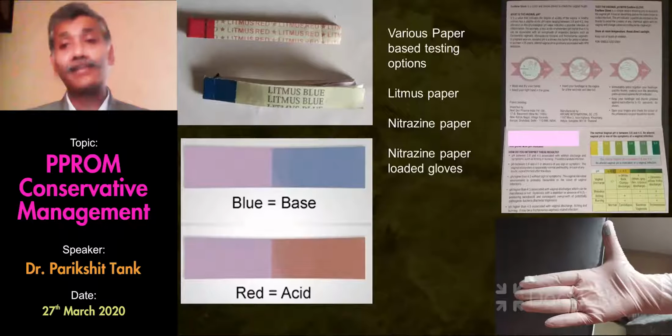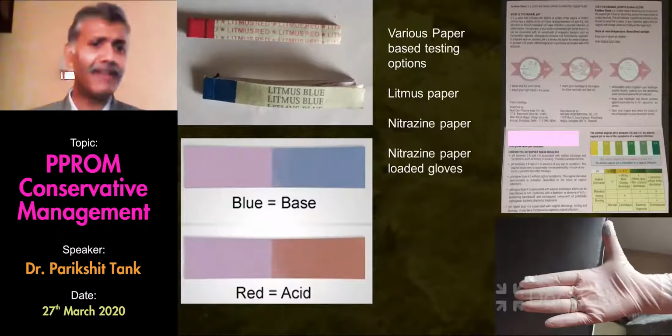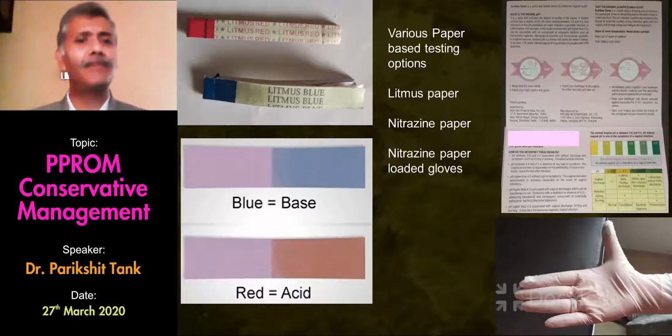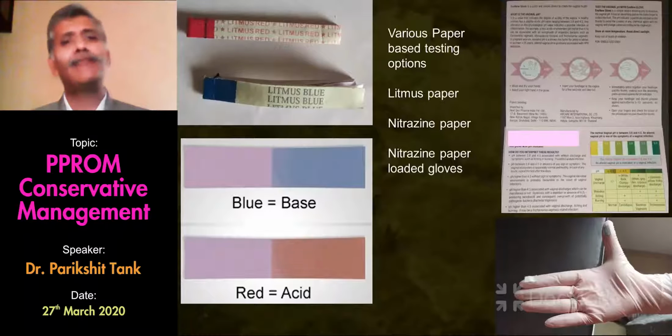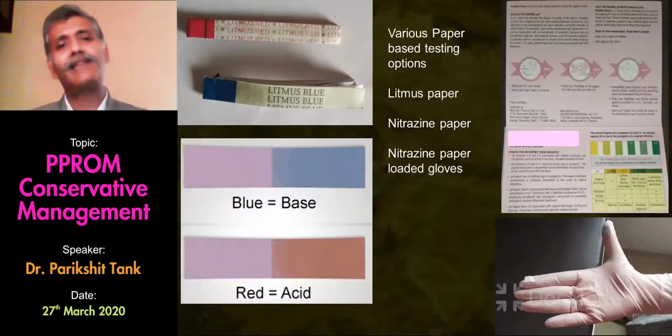Now, how does one remember which color changes to what? So very easy. I always remember that blue is basic. Remember blue jeans. That's the most basic kind of thing that you can wear. So blue is basic. When you find that the litmus paper turns blue, that means you are dealing with an alkaline environment. And then, of course, the opposite follows, that the red is acidic.